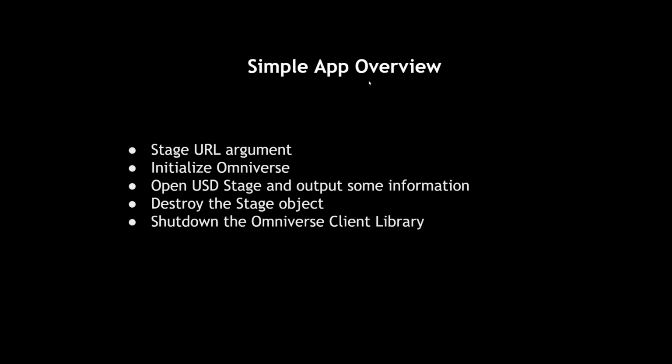The first thing is it'll take an Omniverse or a USD stage URL or path argument. It will initialize Omniverse, open a stage and look at some information on it, traverse it, and print out all the node paths it finds, and then destroy the stage object, because sometimes that's something a connector might need to do or an application. And then it shuts down the Omniverse client library.